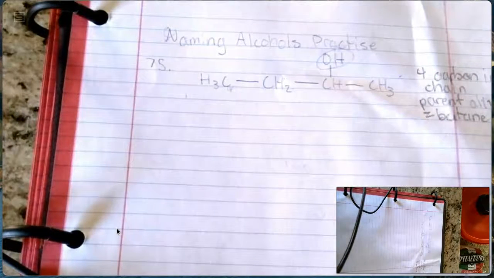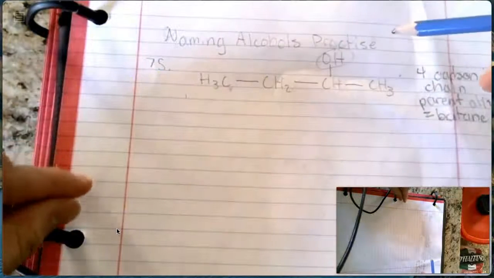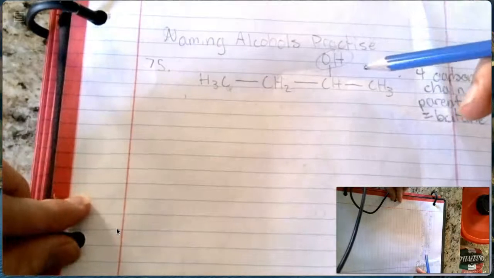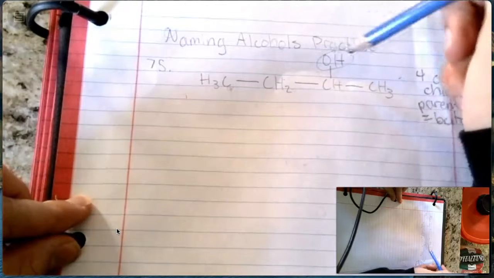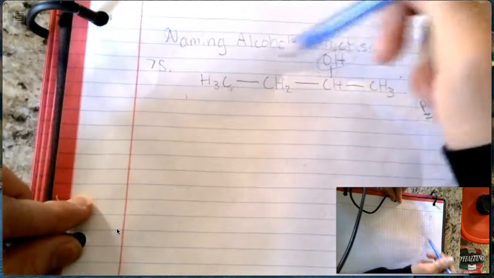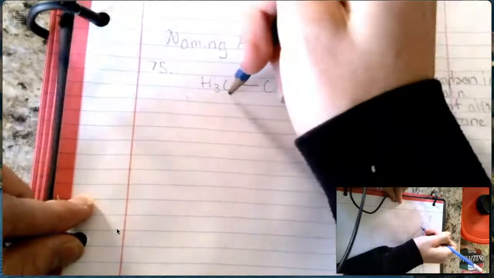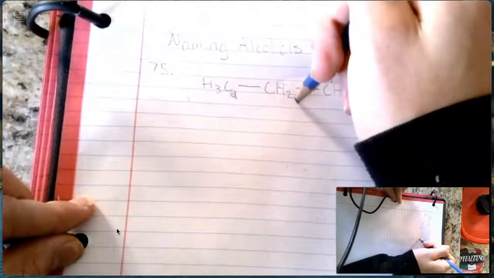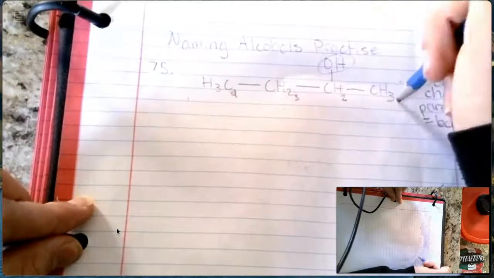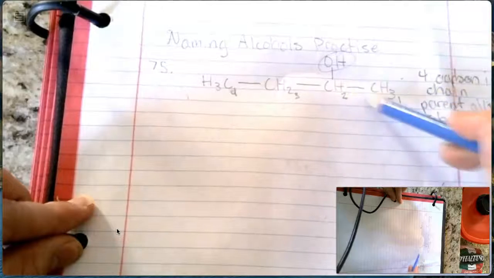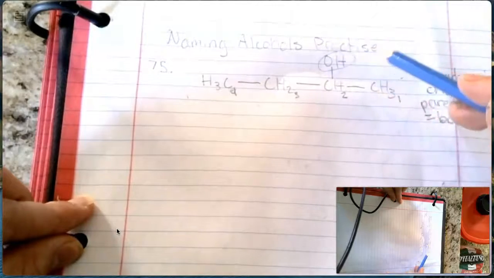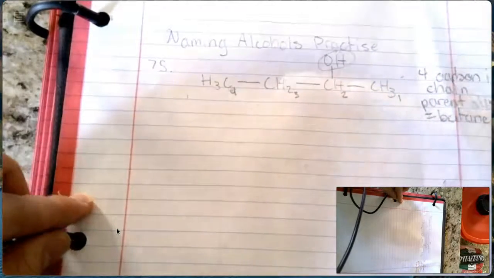So, before we move on to step 2, we want to remember to do our mini step, in which we number our carbons in the chain so that the lowest numbers are next to the hydroxyl group. So, if we look at this compound, we notice that the hydroxyl group is on the right side. So therefore, we want to number our carbons 4, 3, 2, 1, so that the lowest numbers are near our hydroxyl group.